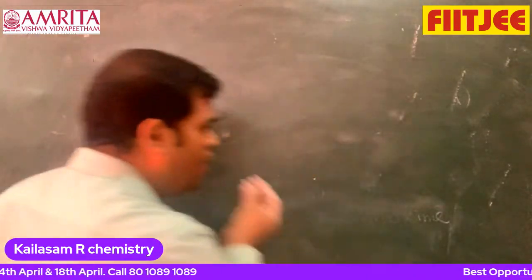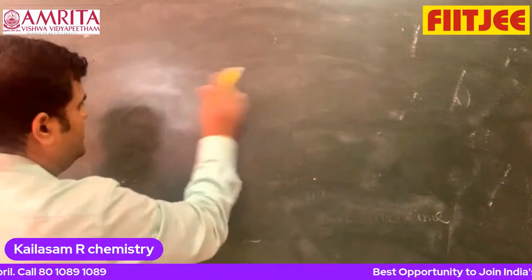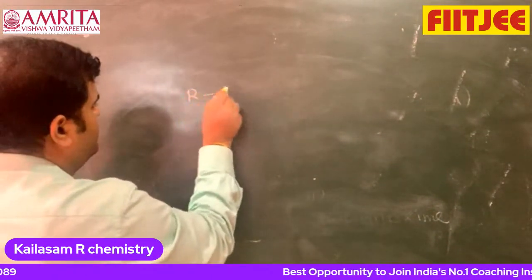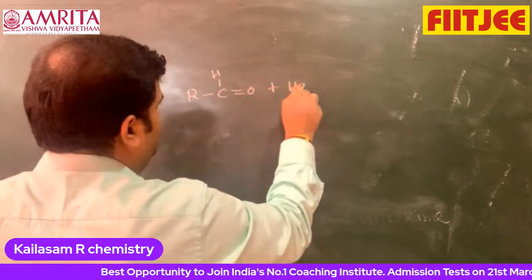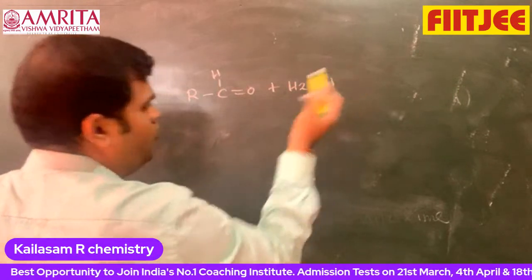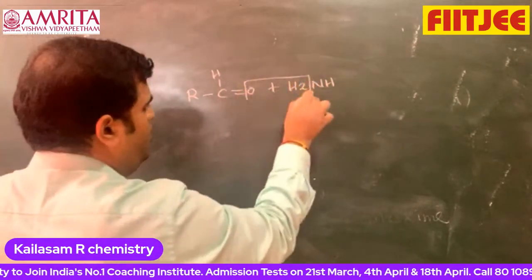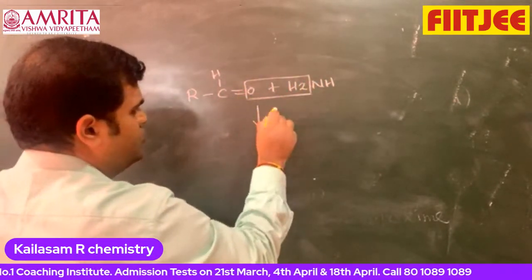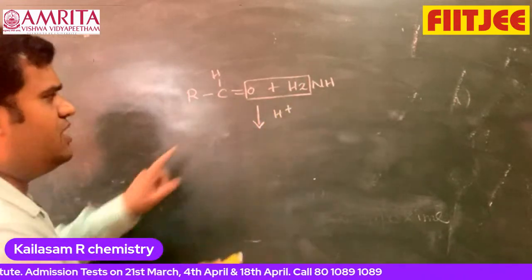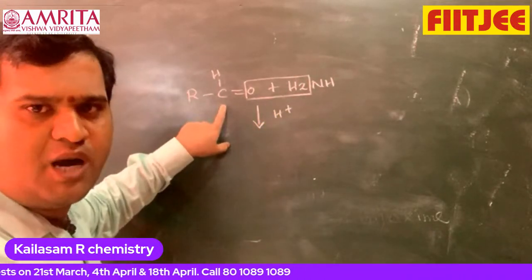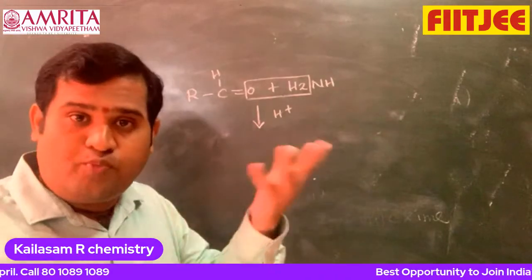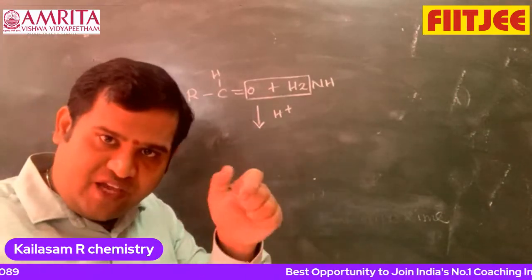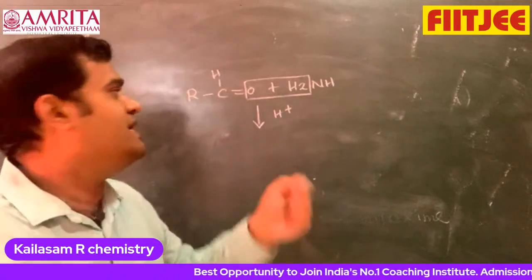Now, I'm taking R, C double bond O, and H2NH, which is called ammonia. Just remove a water molecule. It is produced in an acidic medium. Why? Because it enhances the electrophilicity of the carbonyl carbon. Always, you don't use a very high acidic medium. Don't go to pH 1, 2. The pH should be 5, 6, a mild acidic medium to enhance the electrophilicity.